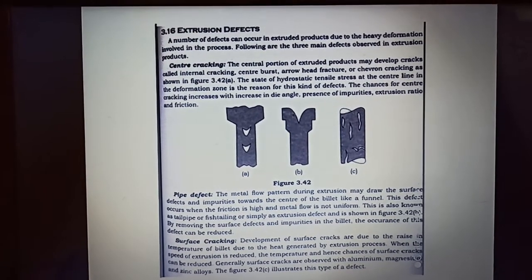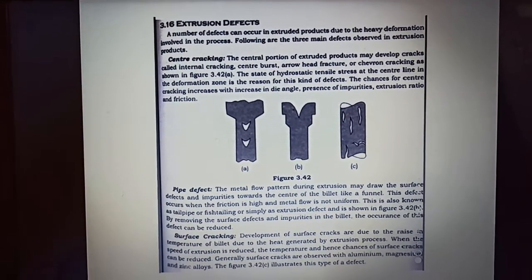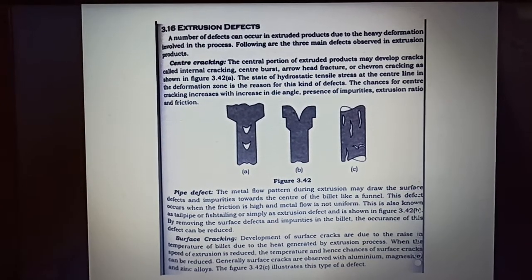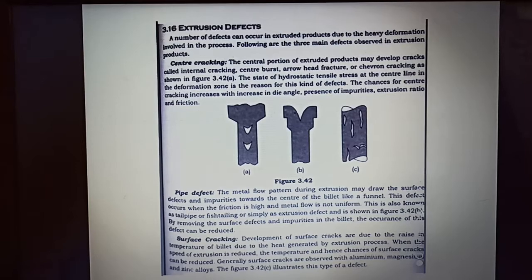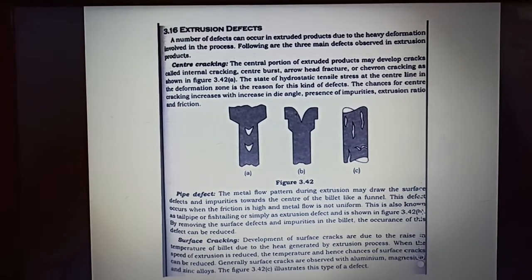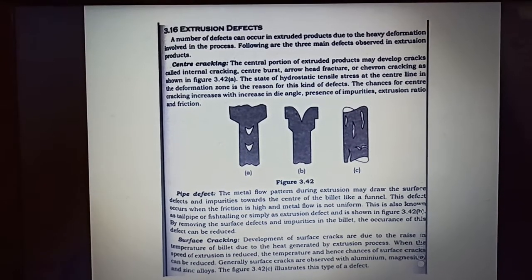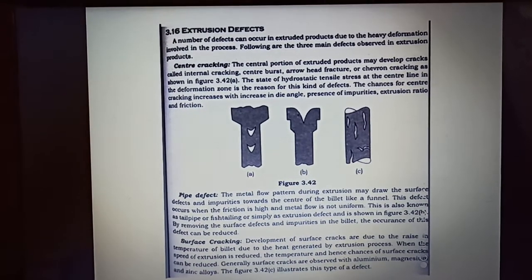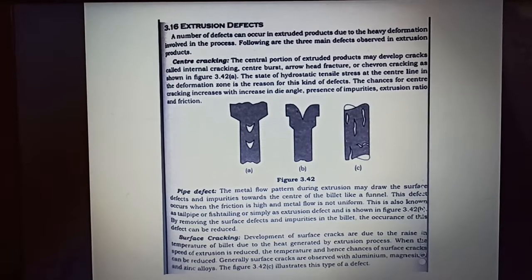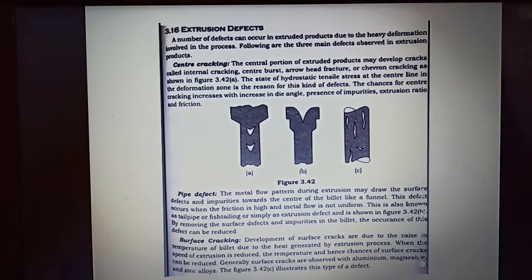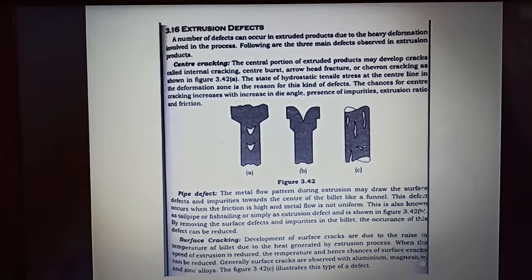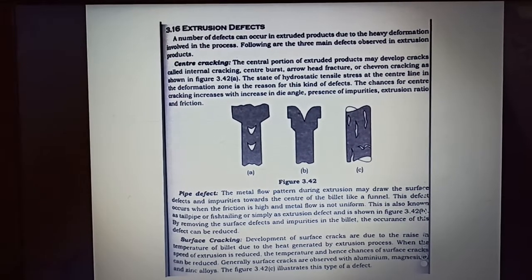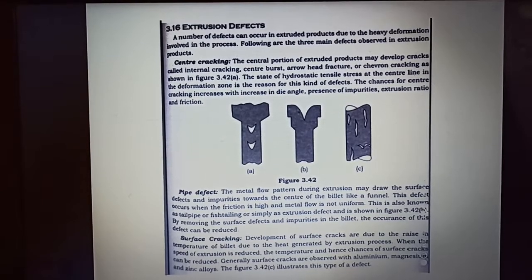The second one is pipe defect. The metal flow pattern during extrusion may draw the surface defects and impurities towards the center of the billet like a funnel. That is, due to the presence of some impurities, this type of defect occurs, and it is formed in the shape of a funnel. This defect occurs when the friction is high and the metal flow is not uniform.